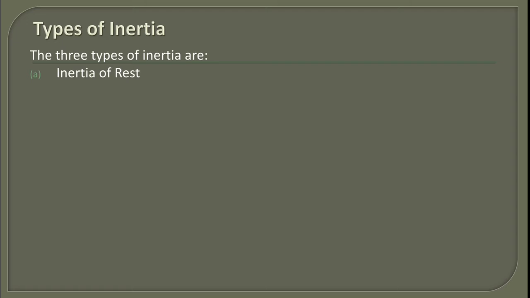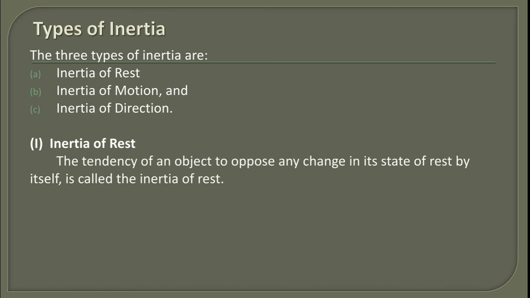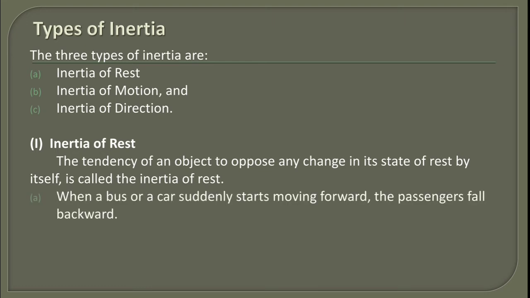First, inertia of rest. Second, inertia of motion. And third one is inertia of direction. So we will discuss each of these parts one by one. Our first part is inertia of rest. As the name suggests, inertia of rest means the tendency of an object to oppose any change in its state of rest by itself. So let us see some examples.